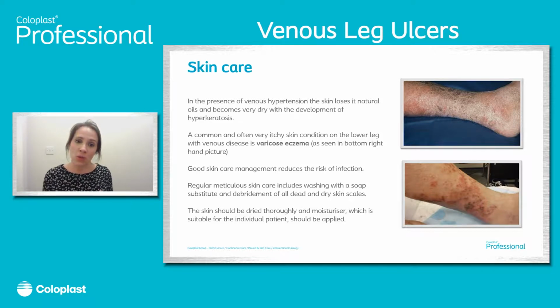So we need to make sure that we're staying on top of that. And these people do need regular washing of their limbs and possibly emollients to support that skin, because, as I say, they've got that natural oil loss because of the venous hypertension. So a good skincare regime and management regime also helps to reduce the risk of infection, because you're not getting that very dry, cracked skin. You're keeping it nice and supple with the use of emollients. It means that there's less risk and less likelihood of skin breakage and therefore route in for infection.